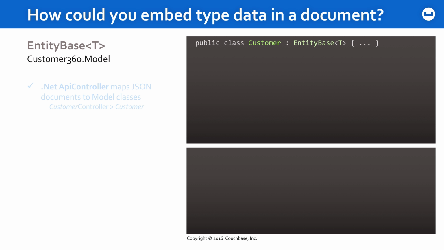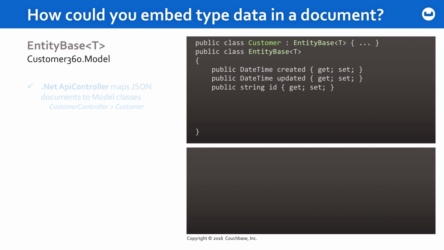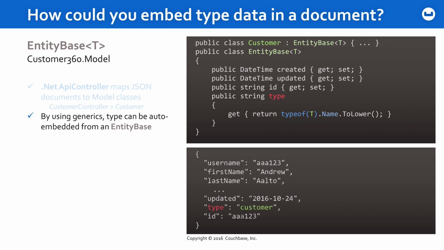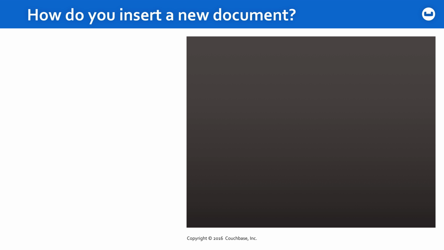So you previously put together this entity base, and then our customer classes derived from it. An entity base is where we set the created and updated and ID and type attribute. Here, taking the generic type from which entity base is created and taking that type value and lowercasing it, for example, and storing it as the type. And so by using generics, we get this behavior just built into the framework. So the resulting document has the document type in it, along with updated and so on.